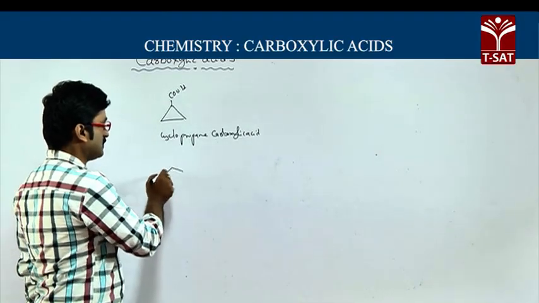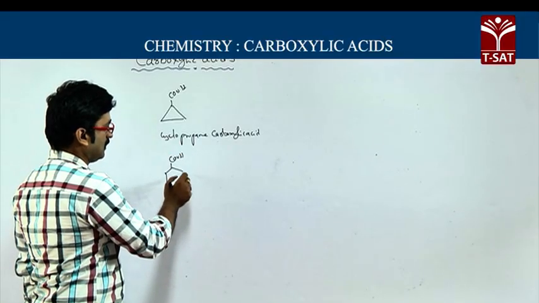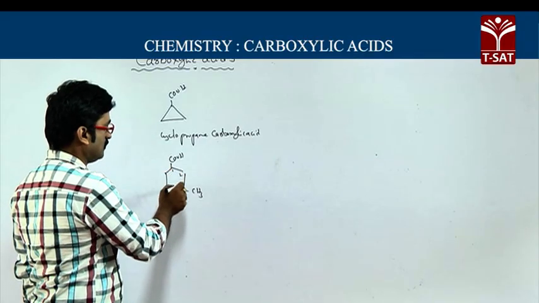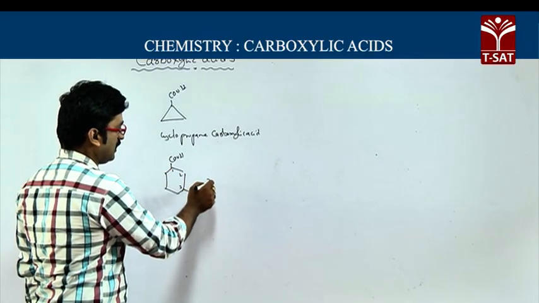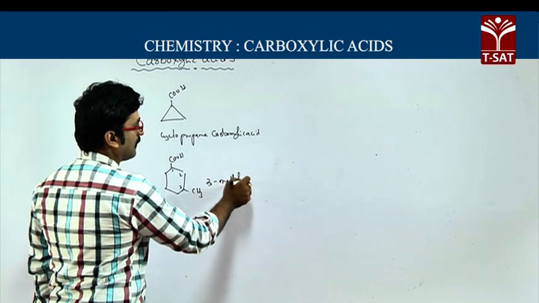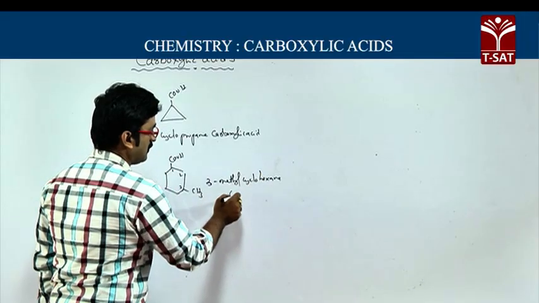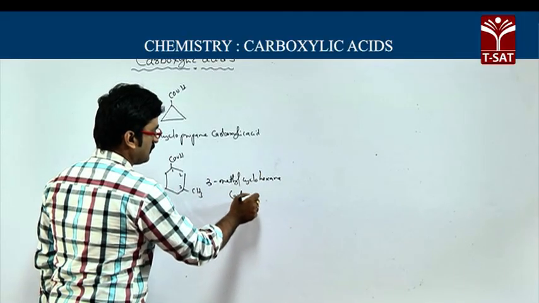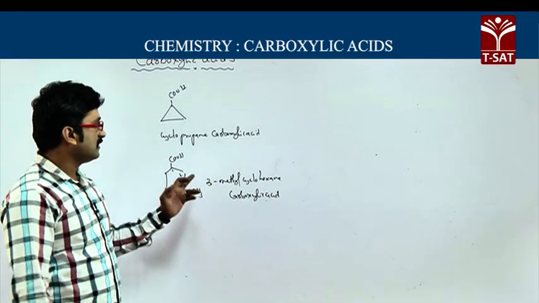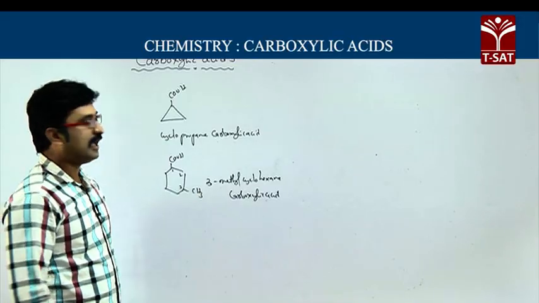And if it is like this, say I have written CH3 here, then numbering will be 1, 2, 3. So its name is 3-methyl cyclohexane carboxylic acid.